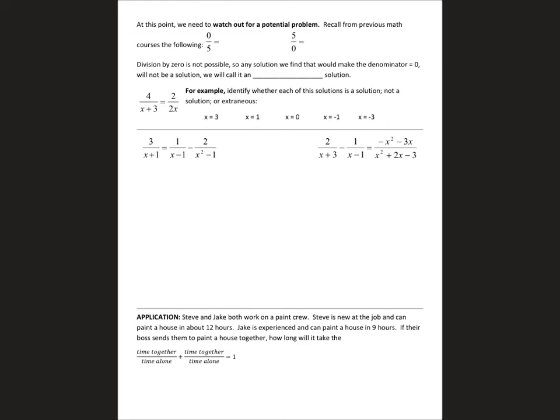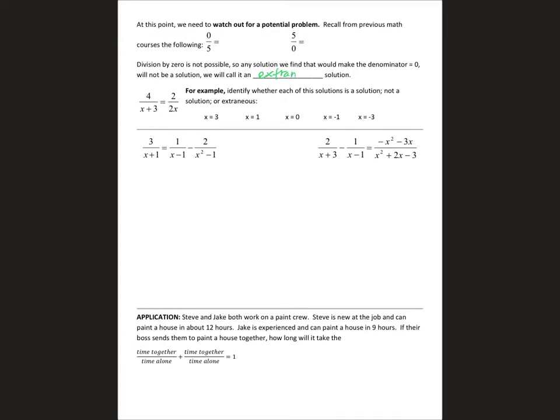Alrighty. Oh, look at this. So this is actually exactly what we just talked about, guys. On the second page, this is where we describe and talk about excluded values, which we have already talked about in class. But now we're going to talk about what it means in the context of solving a rational equation, okay? Division by 0 is not possible. We've already talked about that. So any solutions that you find that make the denominator 0 will not be a solution. We will call it an extraneous solution, okay?